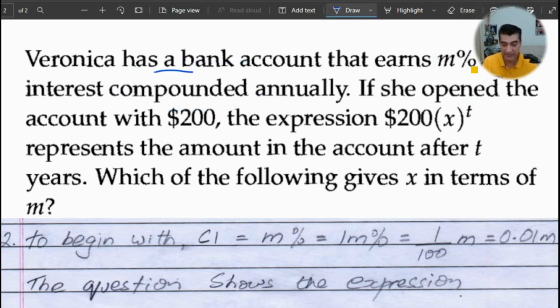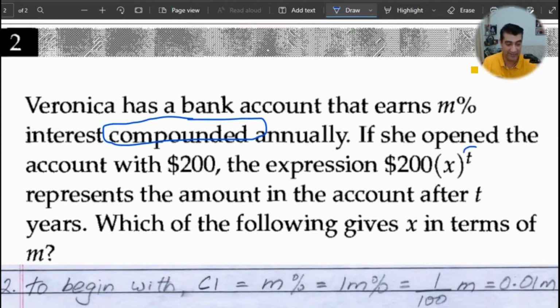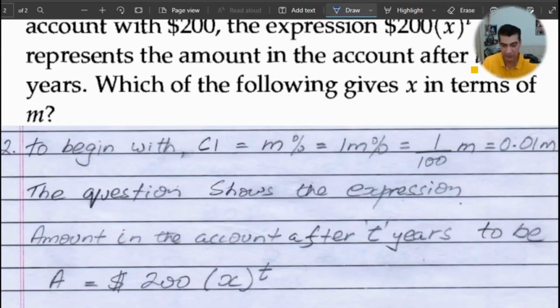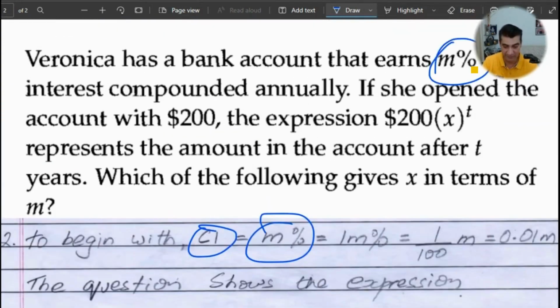Since it is defining the nature of the interest, which is compounded, you can see now there will be an exponent over here, the time. So this is going to be the classic compound interest formula. If we follow it through, to begin with, the compound interest is m%. You can see it over here.